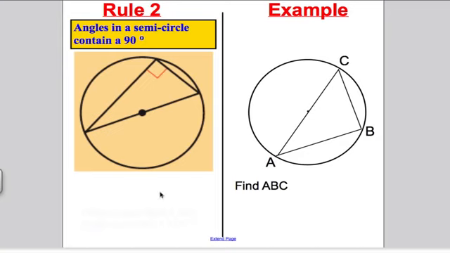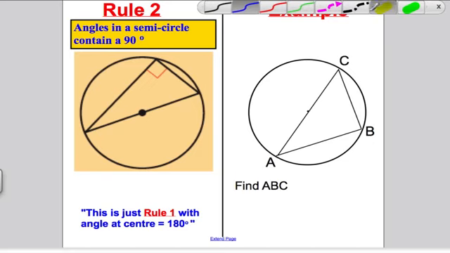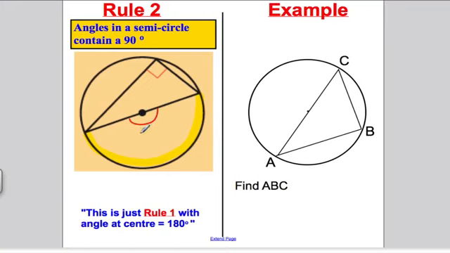Now, this actually is just rule 1 again, because look, remember we said in rule 1, if you take an arc and you look at the angle at the centre, here it's a straight line, so it's 180 degrees. Angle at centre, double angle at edge, therefore this angle here must be 90, which is half of that. So really, this is just a special case of rule 1, but it's one you've got to quote in the exam. Easy way of writing it: angles in the semicircle contain a 90 degree at the circumference.